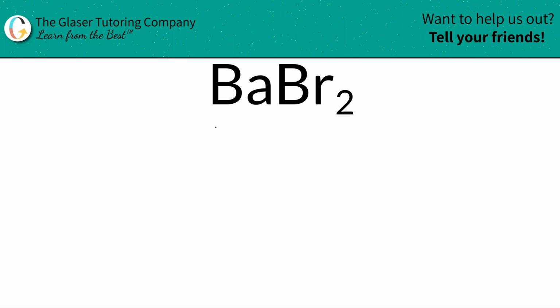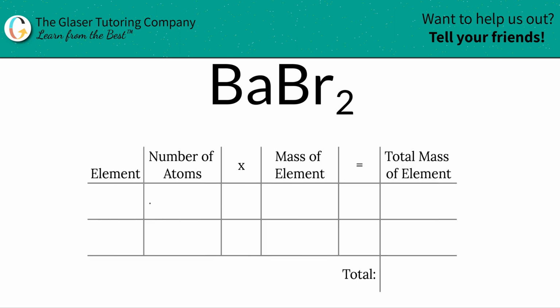So how do we find the percent composition of the elements here inside of barium bromide? Well, it turns out the first thing is we need to find the total mass of the compound. So I'm going to use this table to help us out. Bam! So the first thing is I'm going to write down the elements I see in the compound. So I have barium, Ba, and I have bromine, Br.